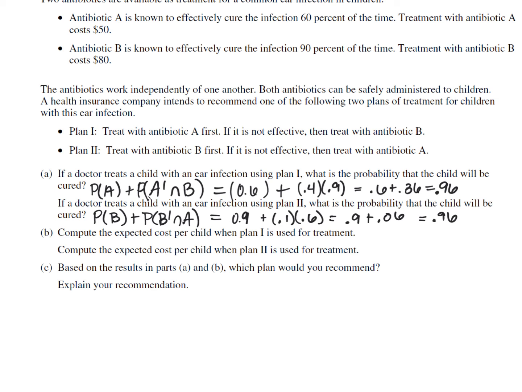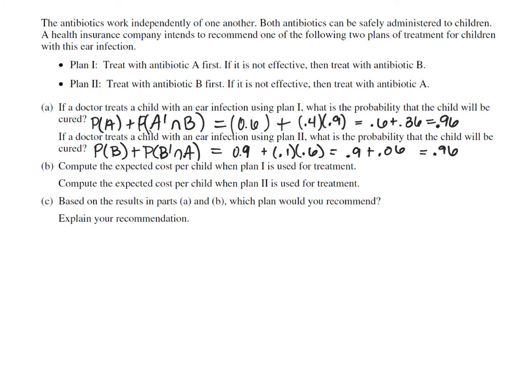So if we're looking at two different treatment plans and the probability that the kid is cured is the same, what are we going to use to determine which one we're going to use to treat patients? Cost, right? It all comes down to cost in the end. So for B, compute the expected cost per child when Plan 1 is used for treatment.